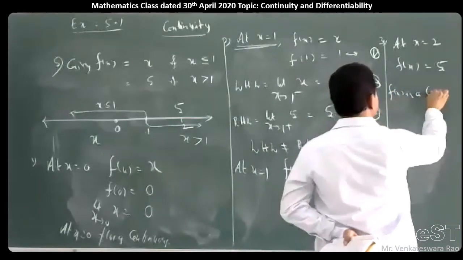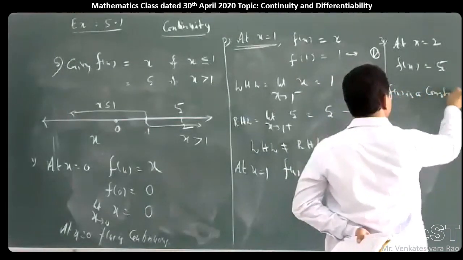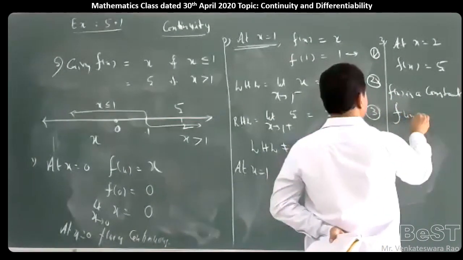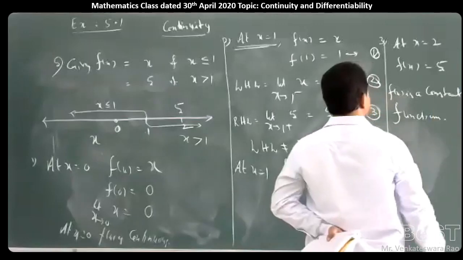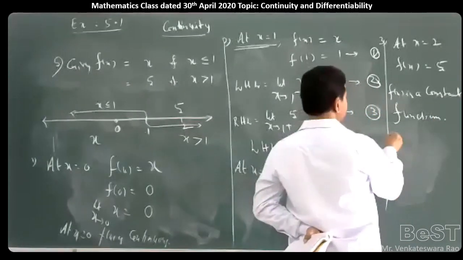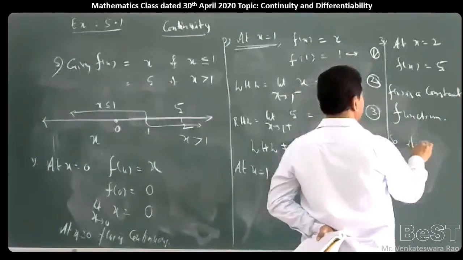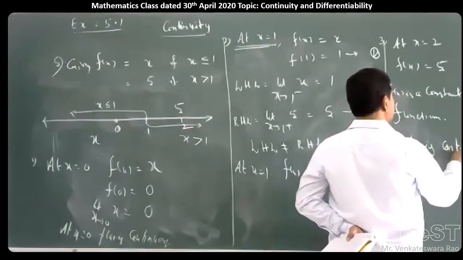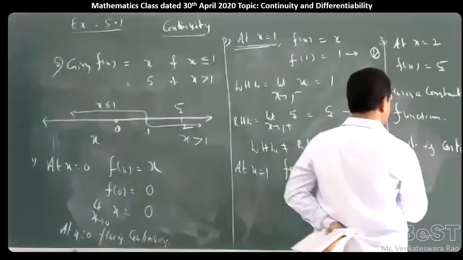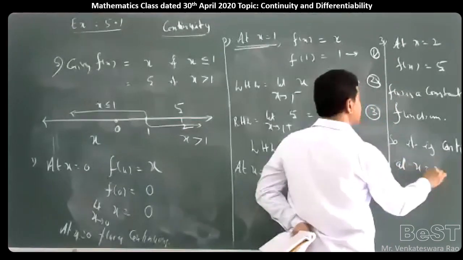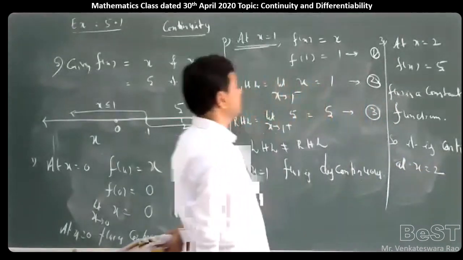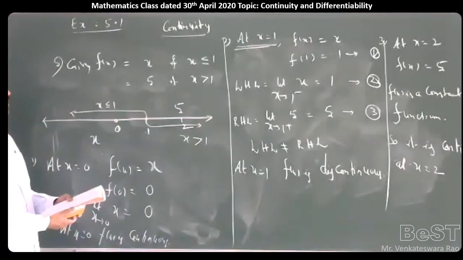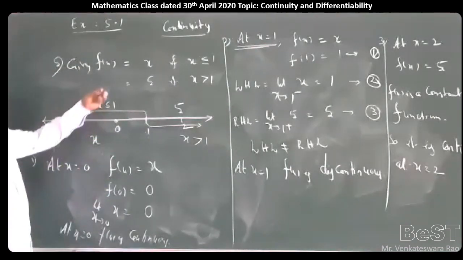It is a constant function, so it is continuous at x is equal to 2. That's all. Just by analyzing these simple problems, you will get clarity on continuity.